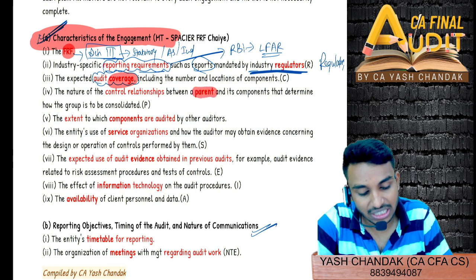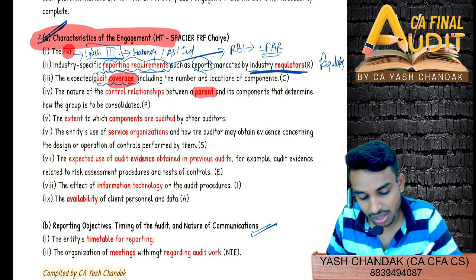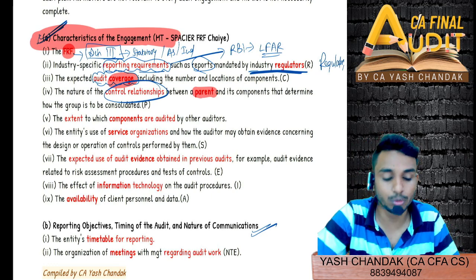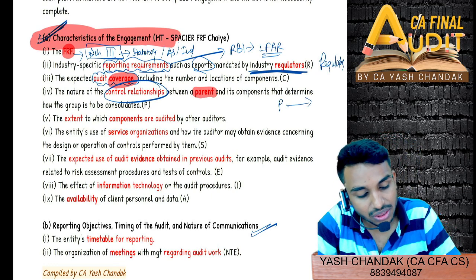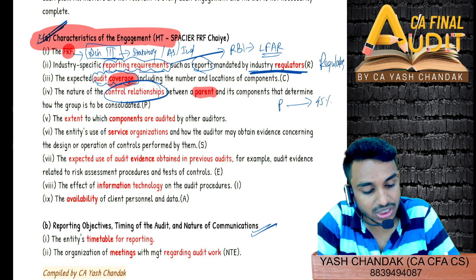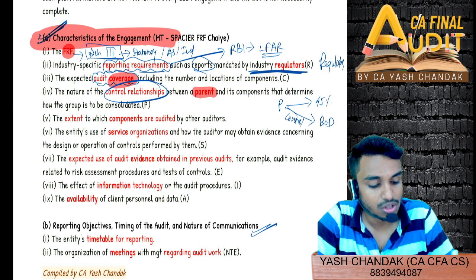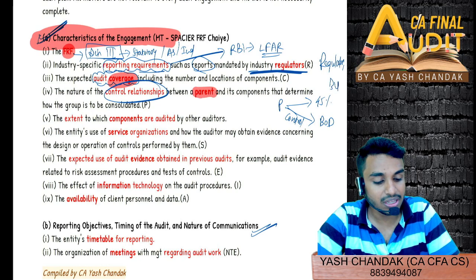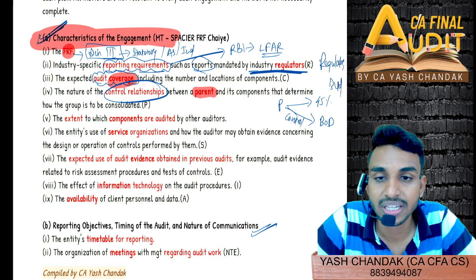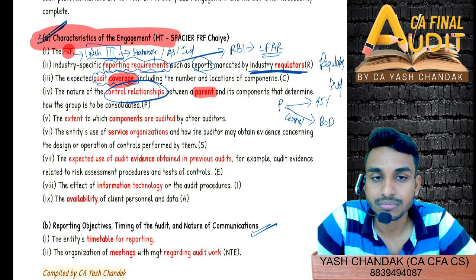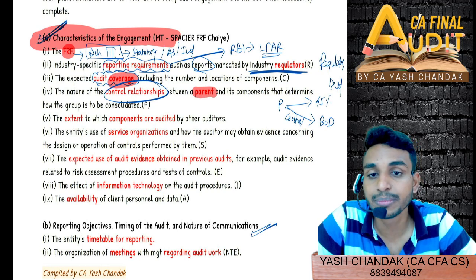Then similarly, what is the relationship between the parent and its entity? The nature of the relationship will help you determine what level of consolidation has to be done. Suppose the parent is holding 45% shareholding, however it is controlling the board of directors. Don't you think B Limited is a subsidiary of P Limited? In essence, B Limited is a subsidiary of P Limited, right? Yes or no? So in that case, they will have to consolidate B Limited in their financials.